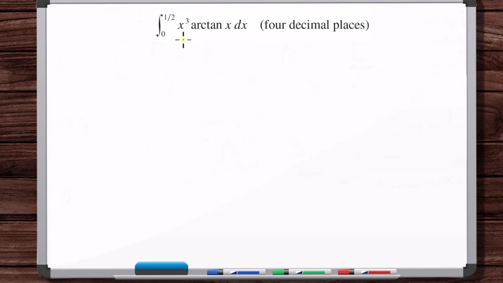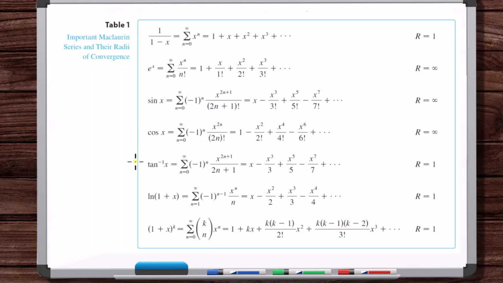First, we want to come off to the side and get this indefinite integral. That's the first thing we're going to do. So, arctangent x. We have arctangent x here. We'll use that as a base and build off of this: minus 1 to the n, x to the 2n plus 1 over 2n plus 1.